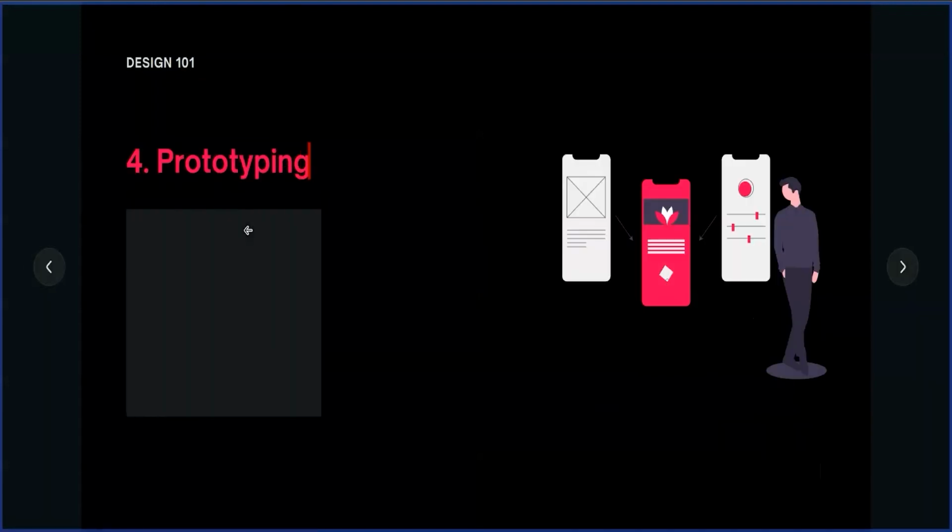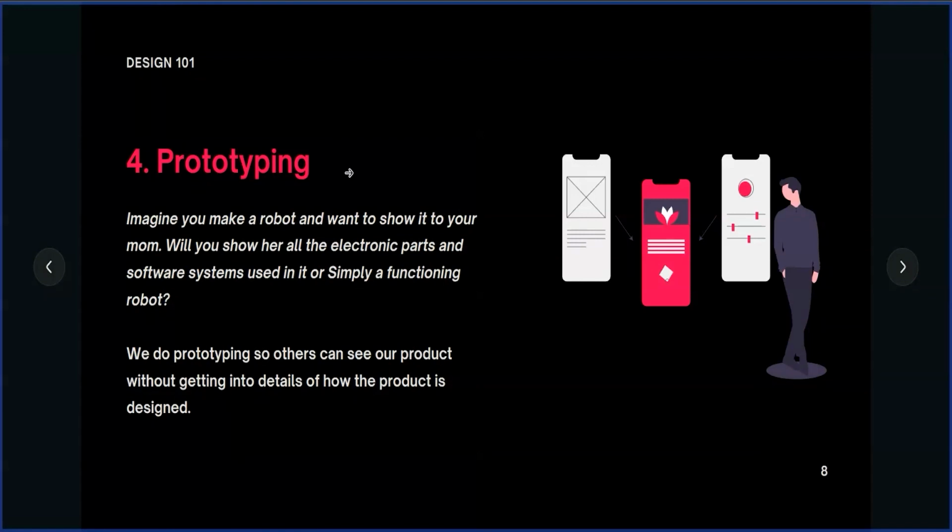Now coming to the prototyping part, right? So prototyping actually means showing it to the world, right? For example, I have mentioned the same example here: imagine you build a product and you want to show it to your mom. Will you show her the electronics part of it, like how the system works, how the software works, what systems are installed in it, or will you simply show what your robot does, right? So that is the second thing you will probably be doing, right?